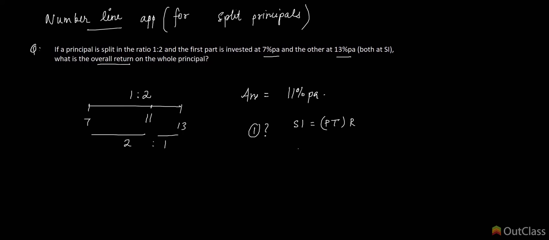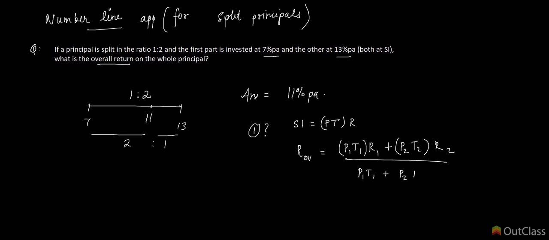So basically, your overall rate will be P1 T1 R1 plus P2 T2 R2 by P1 T1 plus P2 T2. This is basically how it works, and you'll see that structurally it's very similar to your average, weight A1, I'm going to write it as W1 A1. The weight is W1 and the rate is A1, plus W2 A2 by W1 plus W2.